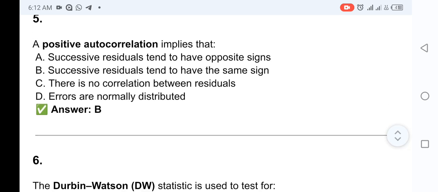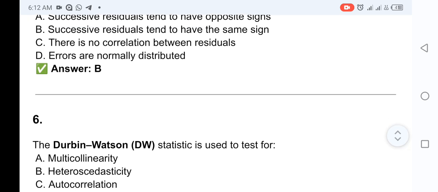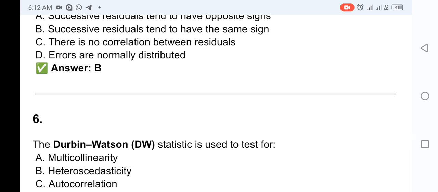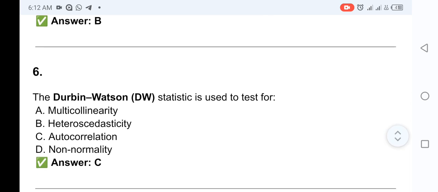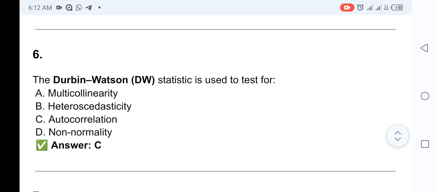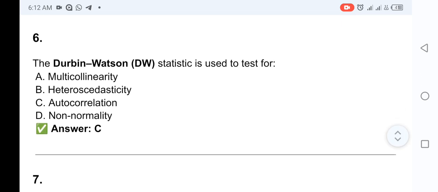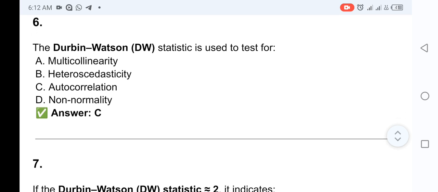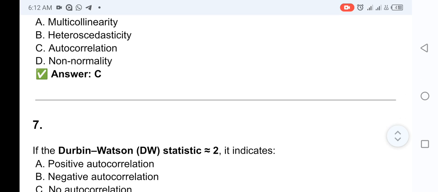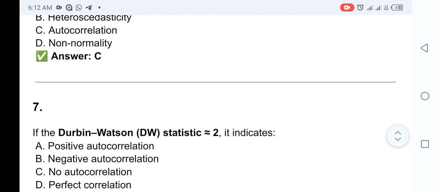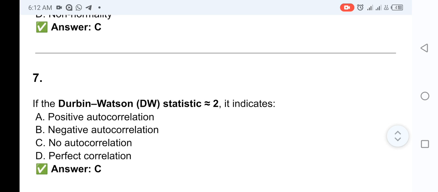Answer B. 6. The Durbin-Watson (DW) statistic is used to test for A. Multicollinearity. B. Heteroscedasticity. C. Autocorrelation. D. Non-normality. Answer C. 7. If the Durbin-Watson (DW) statistic is almost equal to 2, it indicates A. Positive autocorrelation. B. Negative autocorrelation. C. No autocorrelation. D. Perfect correlation.